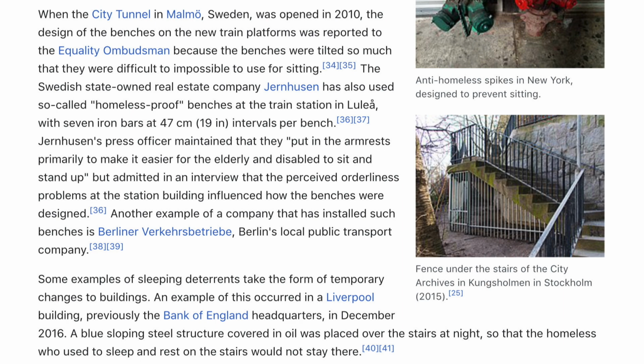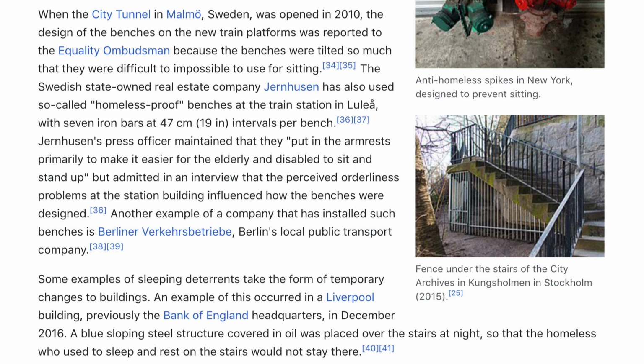Jernhusen's press officer maintained that they put in the armrests primarily to make it easier for the elderly and disabled to sit and stand up, but admitted in an interview that the perceived orderliness problems at the station building influenced how the benches were designed. Another example of a company that has installed such benches is Berliner Verkehrsbetriebe, Berlin's local public transport company.